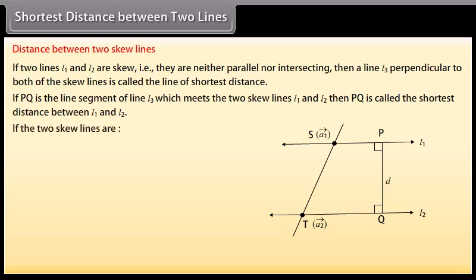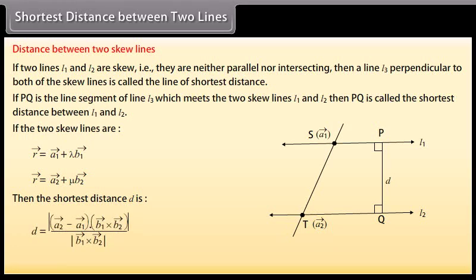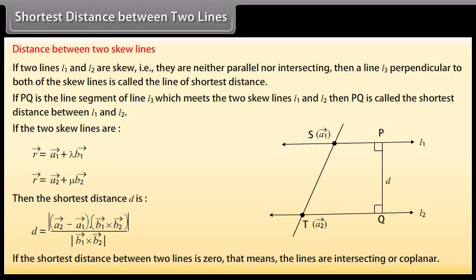If the two skew lines are vector r equals vector a1 plus lambda vector b1, and vector r equals vector a2 plus mu vector b2, then the shortest distance d is d equals modulus of the dot product of vector a2 minus vector a1 and the cross product of vector b1 and vector b2, divided by the modulus of the cross product of vector b1 and vector b2. If the shortest distance between two lines is zero, that means the lines are intersecting, that is, coplanar.